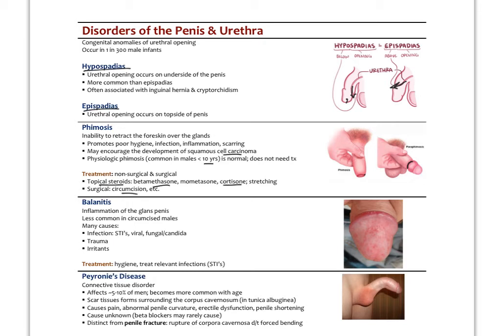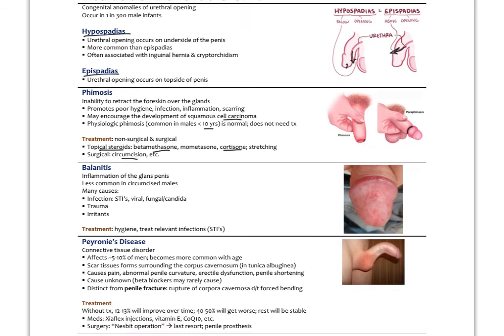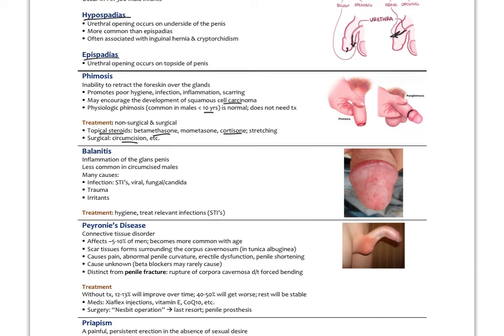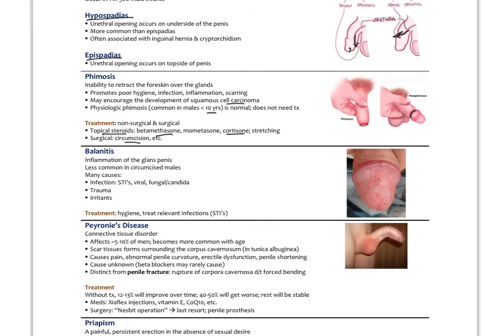So that's phimosis. Balanitis is inflammation of the glans penis. It's less common in circumcised males. We think the foreskin can potentially trap different bacteria and infective agents underneath it that might lead to increased incidence of balanitis. There's a lot of causes. Typically, though, it's from infection, STIs, GC, chlamydia, could be viral, could also be fungal, candidal. Trauma and different irritants can also cause balanitis. The treatment here is to treat the relevant infections or causes and usually maintain proper hygiene.